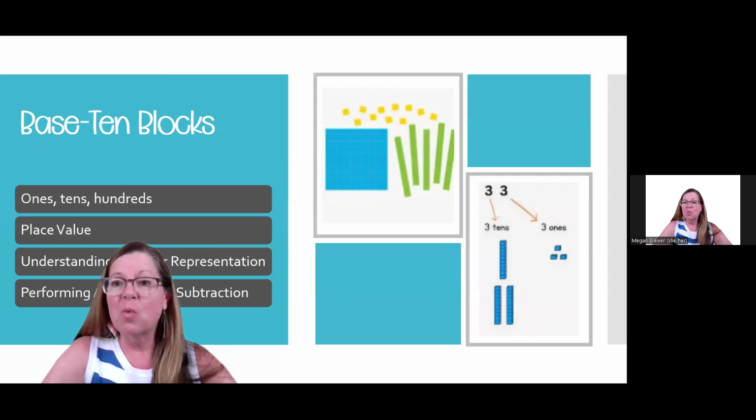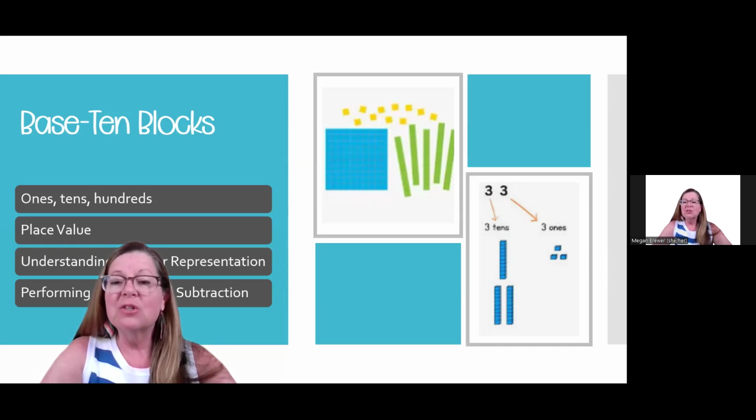Base 10 blocks, the ones, the tens, and the hundreds, are essential for teaching place value, understanding number representation, and performing addition and subtraction within multi-digit numbers. The first graders are really going to focus on using the tens and the ones. They allow students to physically manipulate objects to develop understanding of these concepts.